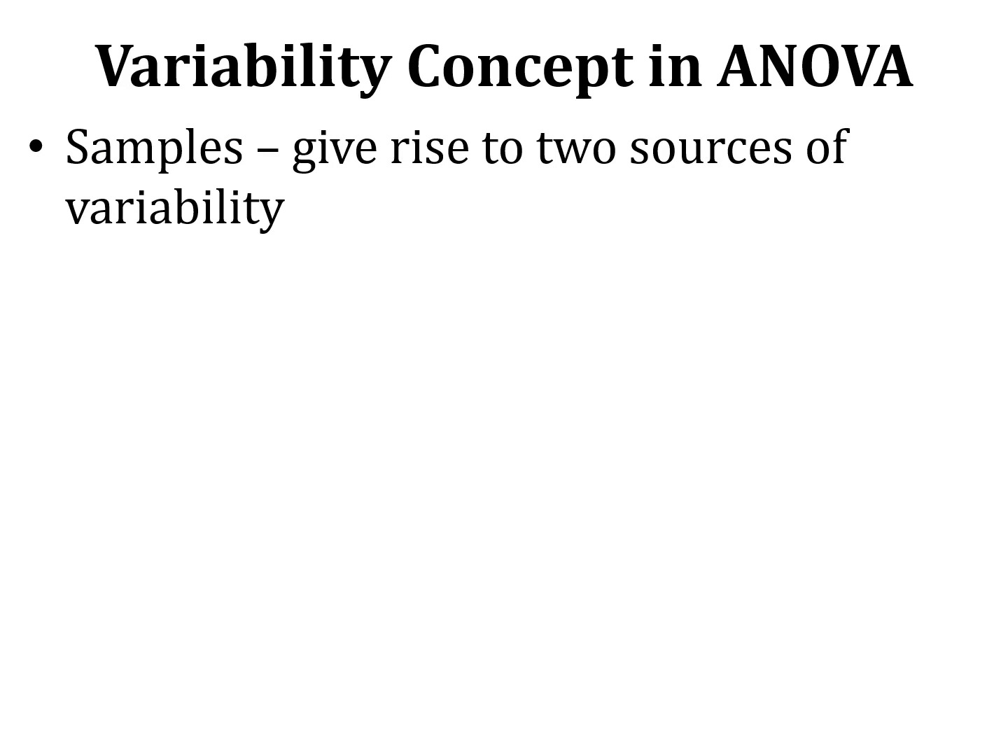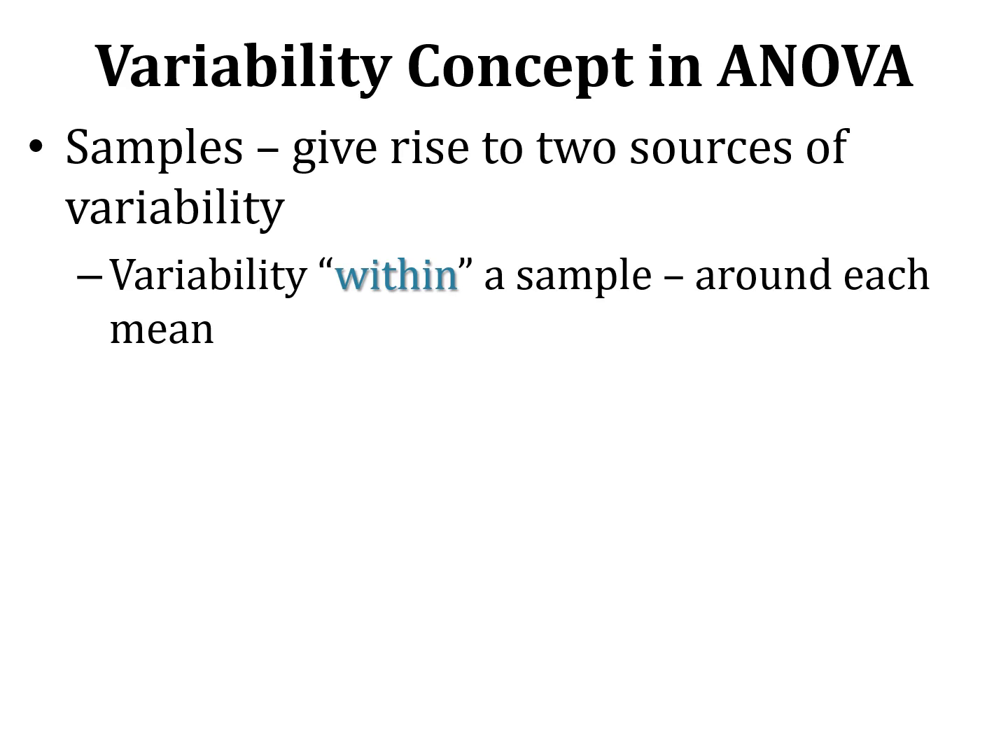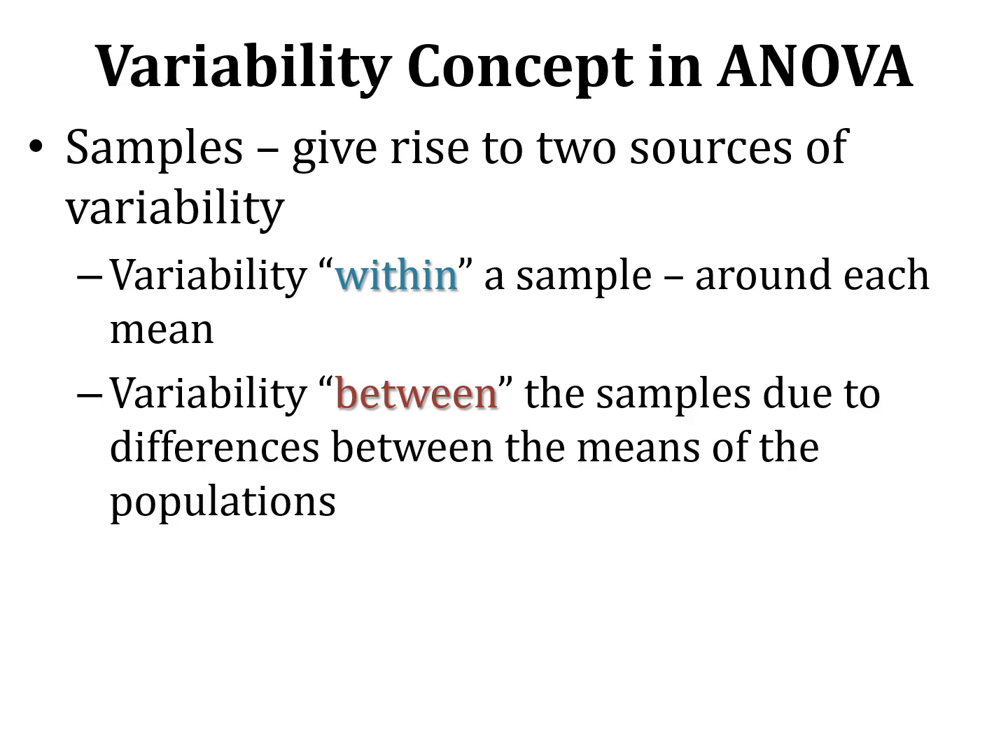To answer this question, we have to understand the concept of probability when we are taking two or more samples. Samples give rise to two sources of variability: variability within a sample, which is the variability around each mean of the sample values, and variability between the samples due to differences between the means of the populations, right? So this is the variability which is found between samples.